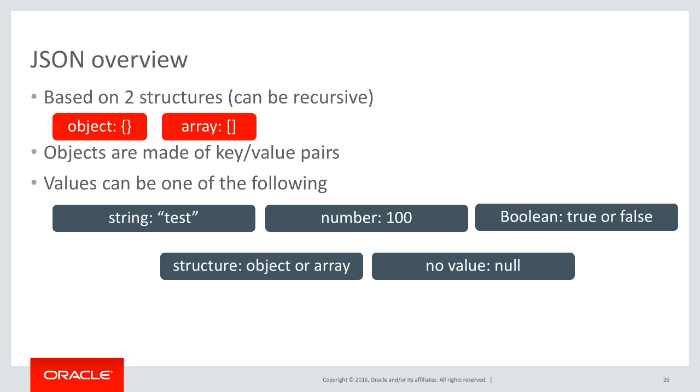It's really based on two structures, and these are going to be at the root of any valid JSON document. You're always going to start with either an object or an array. An object is really just a set of key value pairs, the key being a simple string, the value being any one of these. We have string, number, boolean, or null. Another type of value is structure, so it could be an object or an array, and that's how we end up with recursive JSON.